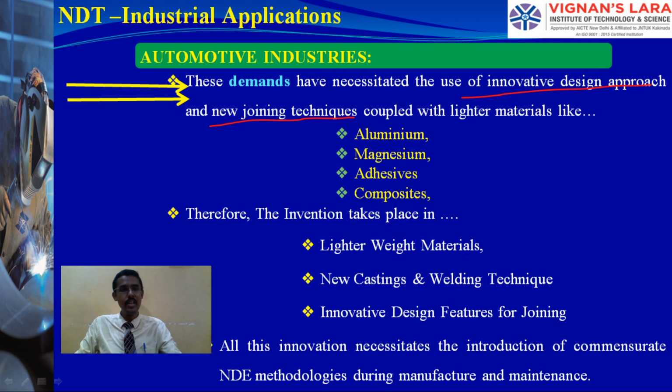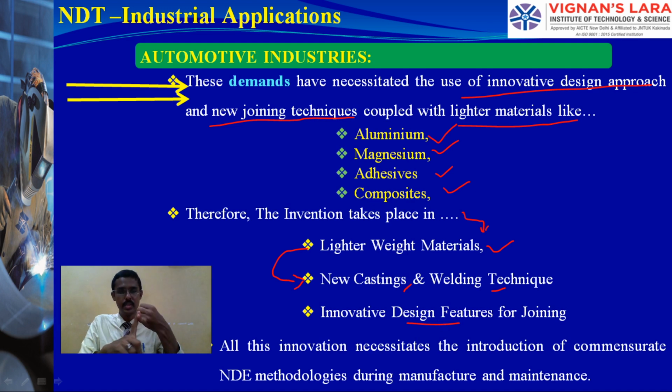If it is new, whatever it is, we have to do inspection at last. But it is difficult to find errors and discontinuities because it is new. We have to practice and find them. So new techniques coupled with lighter materials like aluminum, magnesium, adhesives and composites. In which fields does this innovation take place? We can conclude: lightweight material inventions, new castings and welding techniques, and innovative design features based upon all these materials and welding.